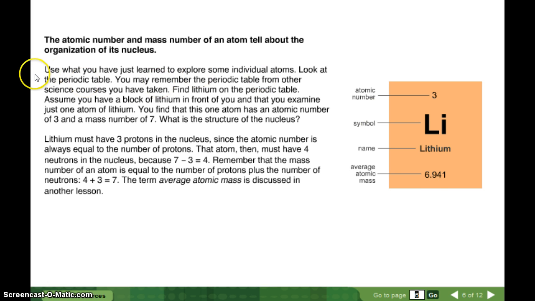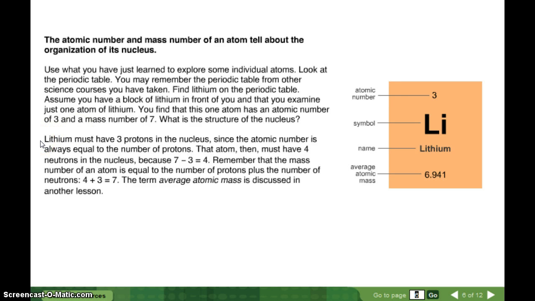All right, use what you have just learned to explore some individual atoms. Look at the periodic table. You may remember the periodic table from other science courses you have taken. Find lithium on the periodic table. Assume that you have a block of lithium in front of you and that you examine just one atom of lithium. You find that this one atom has an atomic number of 3 and a mass number of 7. What is the structure of the nucleus?